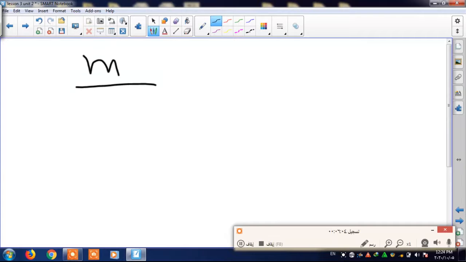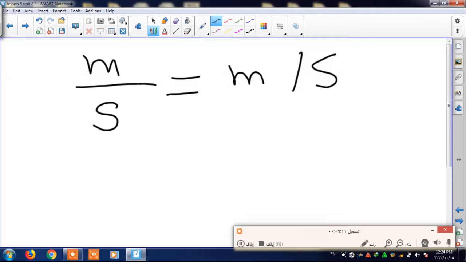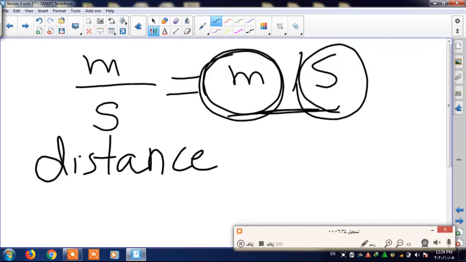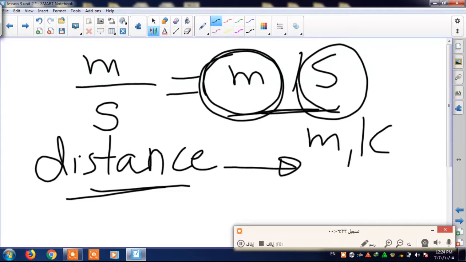Meter over second. I can write it in another form: meter per second. Per second meaning it covers how many meters in 1 second. It is the meaning of the speed. From this unit I can know what is the measuring unit of the distance. Distance, it is the length. So I use any measuring unit for length, like meter, like kilometer, like centimeter.